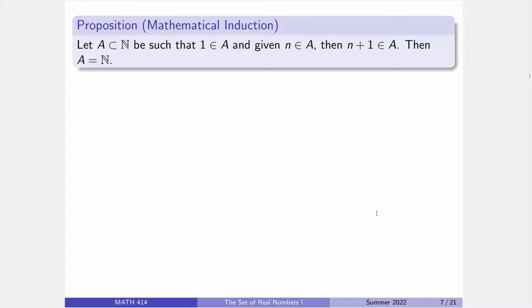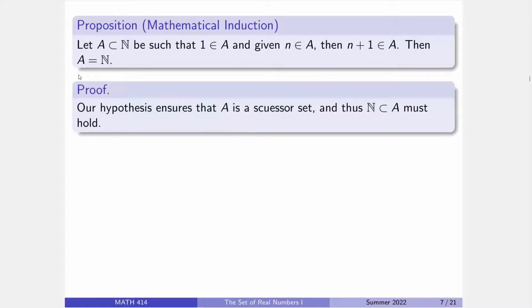Alright, so now that we've established the set of natural numbers, let's prove what is without a doubt probably one of the most important facts of them, mathematical induction, meaning that if I have a subset of natural numbers, if 1 is in the set and for anything n living in the set, 1 plus n is in the set, then it's got to be that what I have is precisely all of the natural numbers. Now note, the hypothesis here is that A is a successor set. So the natural numbers must be contained in it, but by hypothesis, A is contained in the natural numbers, so A must equal the natural numbers.